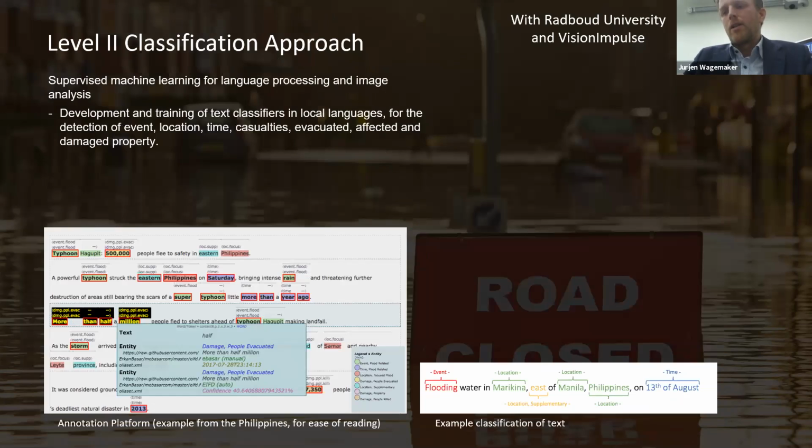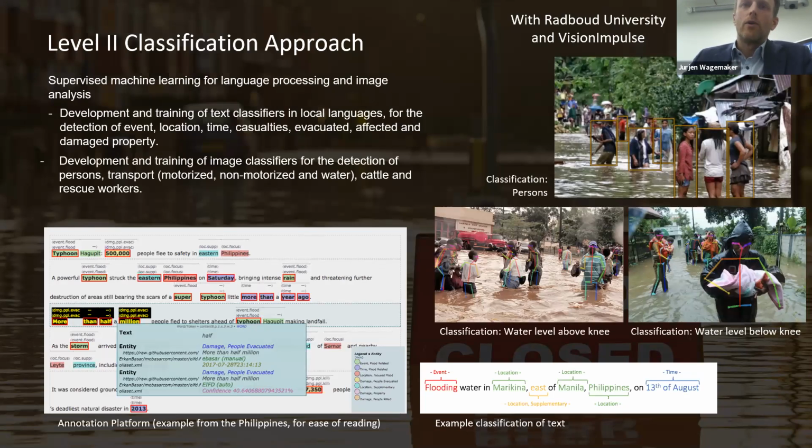Now, going a little bit deeper into Myanmar, the request was a highly automated system, and so we wanted to have quite a high precision. So we set out to develop and train the text classifiers in 3 local languages, also in Laos and Cambodia. And that's an entire process of annotation and development. And we did that for text, and we also did that for images together with partners, Radboud University and Vision Impulse, where you can see persons and also water levels.